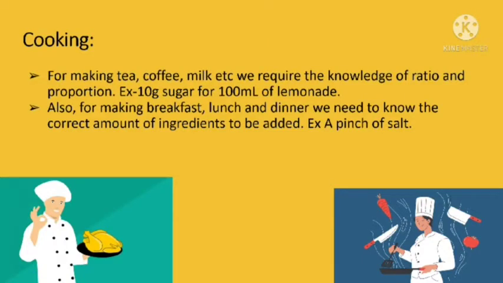Cooking. For making tea, coffee, milk, etc., we require the knowledge of ratio and proportion. For example, 10 grams of sugar for 100 milliliters of lemonade. Also, for making breakfast, lunch and dinner, we need to know the correct amount of ingredients to be added. For example, a pinch of salt.